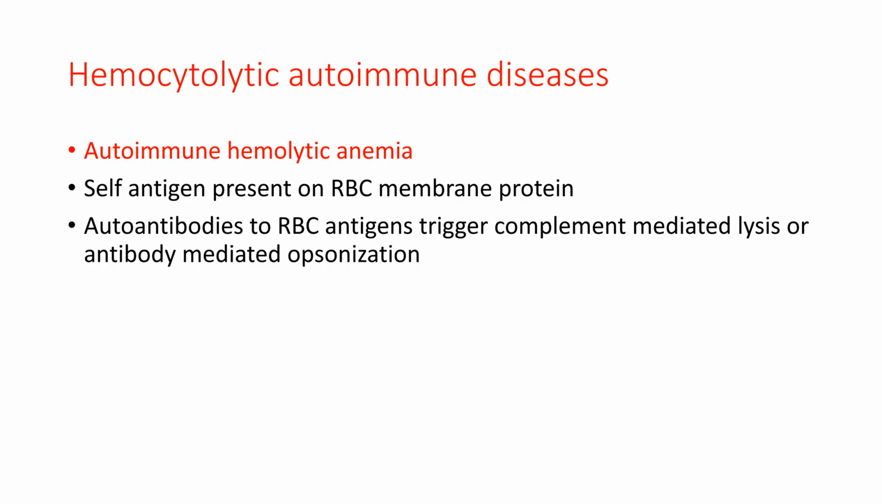In this, firstly, we will talk about autoimmune hemolytic anemia. In this, the self-antigen is present on the RBC membrane protein, and autoantibodies to the RBC antigen trigger complement-mediated lysis and hence antibody-mediated opsonization. So the self-antigen is present on the RBC membrane protein, the autoantibodies trigger against it, and this leads to the complement-mediated lysis.